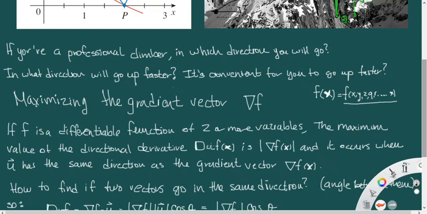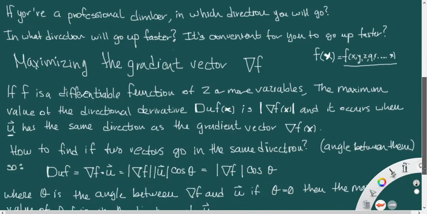So the maximum value of the directional derivative of any multivariable function is the magnitude, or the modulus, of the gradient vector for that function. And it occurs when the unit vector u, which is the vector that is giving direction to this directional derivative, has the same direction as the gradient vector, nabla f of bold x.